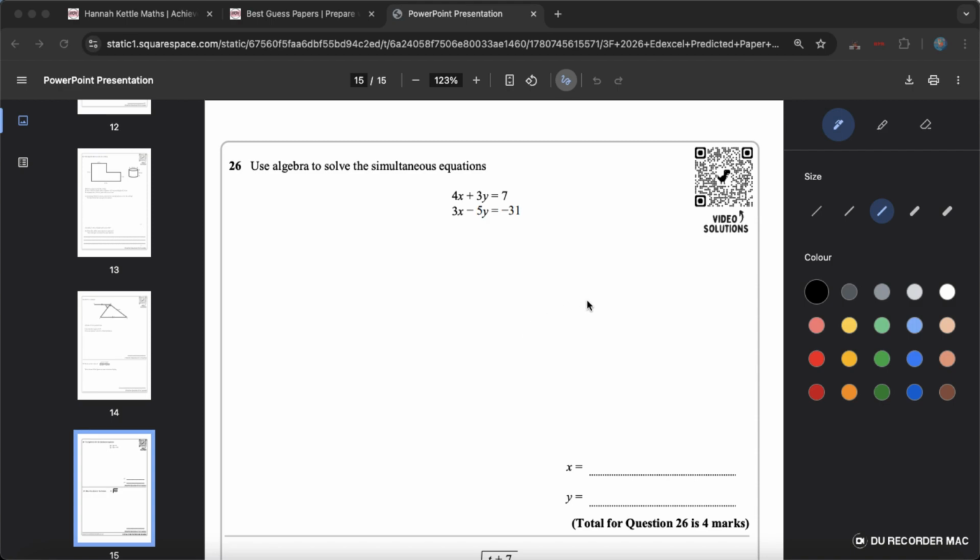Hi there, I'm going to show you how to use algebra to solve simultaneous equations.